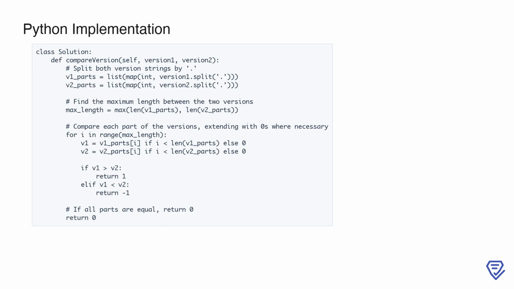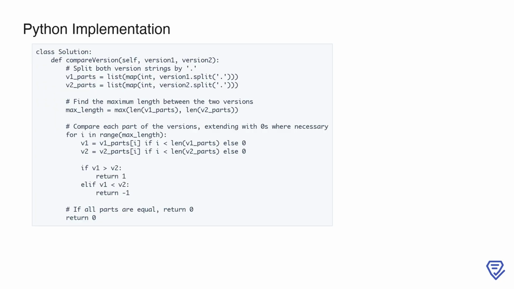The comparison is straightforward. If the current part of version 1 is greater than the corresponding part of version 2, the function immediately returns 1. Similarly, if the part from version 2 is greater, the function returns -1. If the two parts are equal, the loop continues to the next index. If the loop completes without finding any differences, the function concludes that the two versions are equal and returns 0.